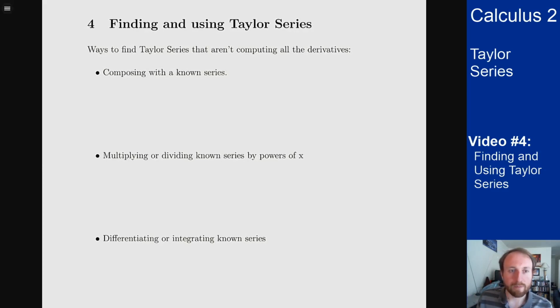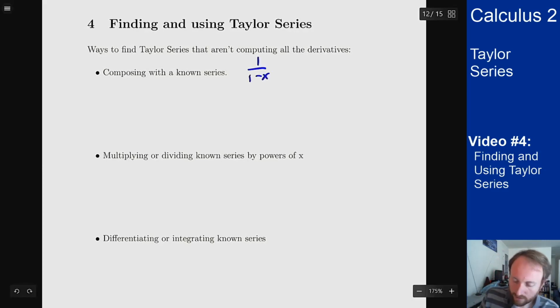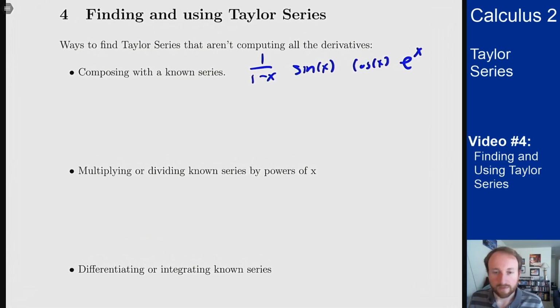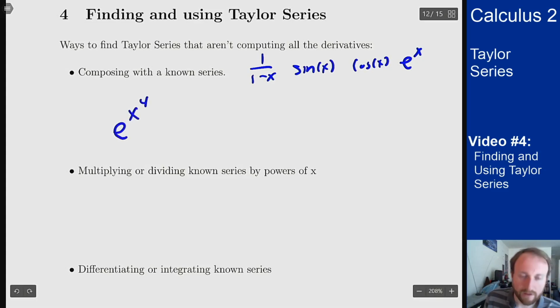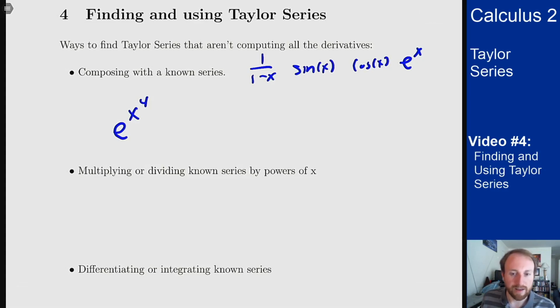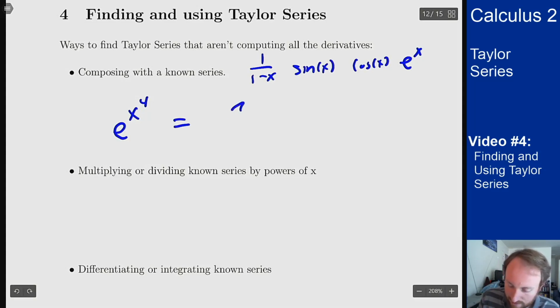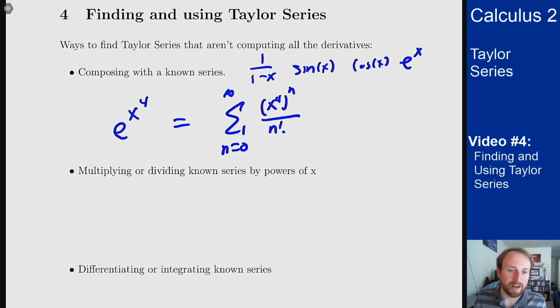One of the main ways is by composing with a known series. We know series for 1 over 1 minus x, for sine of x, for cosine of x, and for e to the x. These are all things we know. So we can use these series to write out more complicated ones like we did for the power series expansions previously. Something like e to the x to the fourth, I know how to write that Taylor series, because that's just the e to the x power series where I plug in x to the fourth for the x. So this is the sum from n equals 0 to infinity of x to the fourth to the n over n factorial. Same idea as we had for power series.